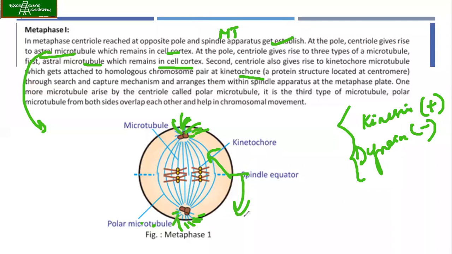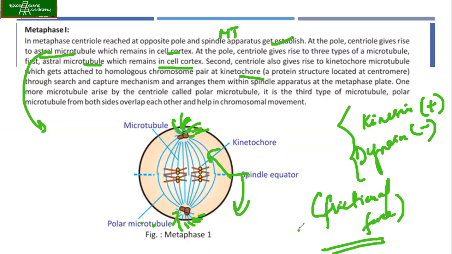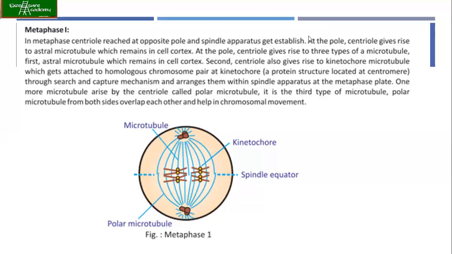Okay, so what I was saying was, with the help of these polar microtubules, these motor proteins walk on them and push the chromosomes towards the opposite direction. This I have already mentioned in the mitosis stages in the previous lecture, that it is based on the frictional force mechanism. If you understand this, you can also understand how these motor proteins are actually carrying the chromosomes. One more microtubule arises from the centriole called the polar microtubule, and it is the third type of microtubule. These polar microtubules from both sides overlap each other and help in chromosomal movement. So I hope this is clear. This is actually very interesting and also important to understand.